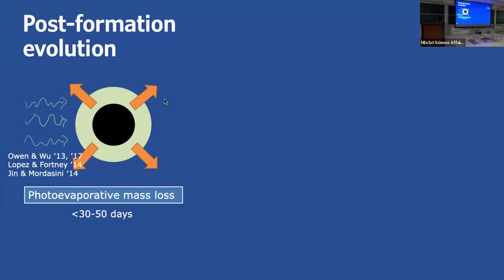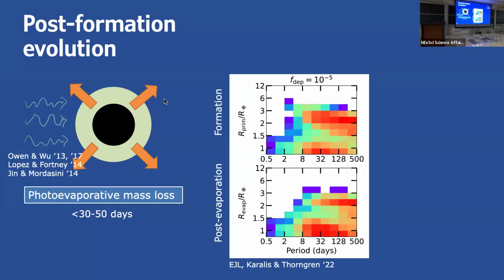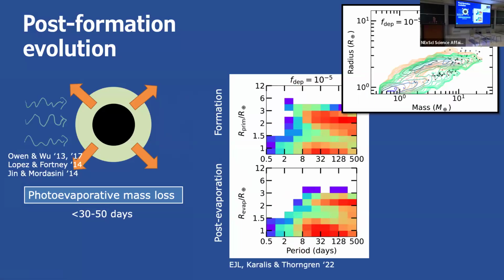Again, many different papers predicted the existence of the radius gap. So we're going to take our formation model that already has the radius gap and evolve it under photoevaporation. You largely get back the initial radius gap, except at the shortest orbital periods where you have more population of the small planets, which totally makes sense. And in fact, you can corroborate that directly from the data.